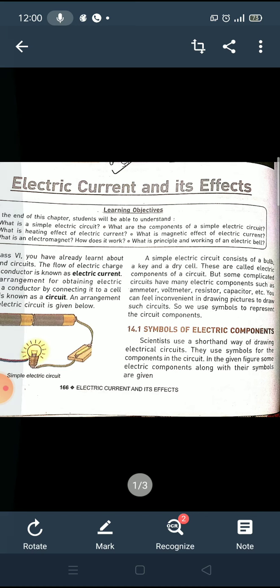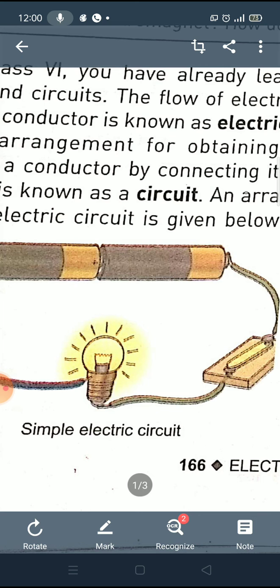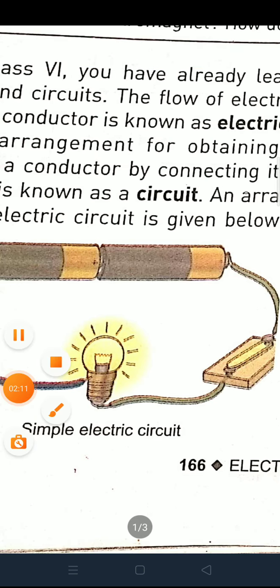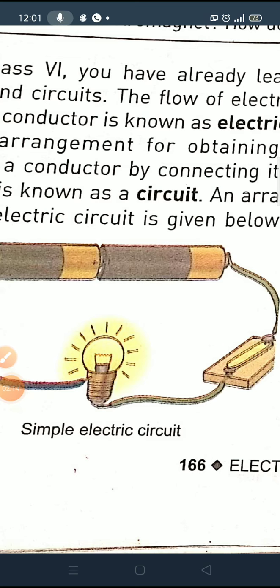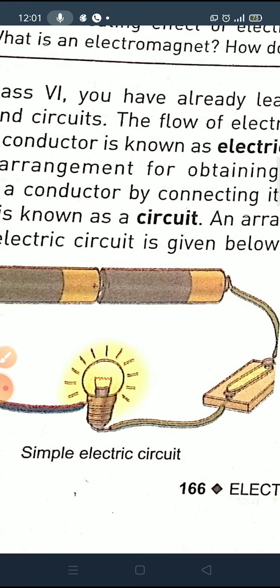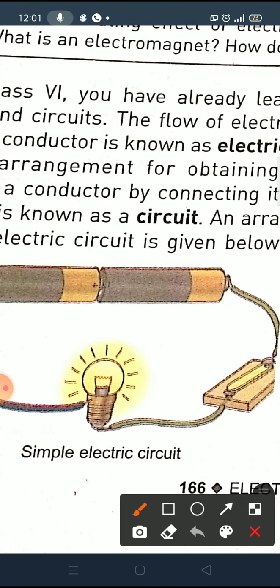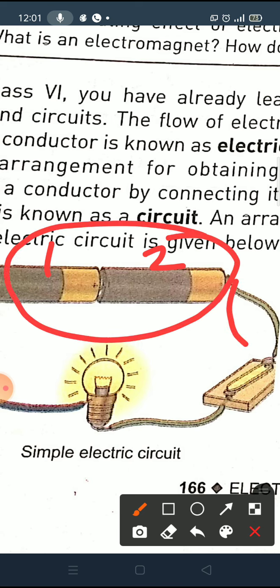Here I can show you the diagram of an electric circuit. Here you can see the diagram of the electric circuit. These are two cells. This is wire. This is key or switch. By that we can control the electricity. On and off we can do.